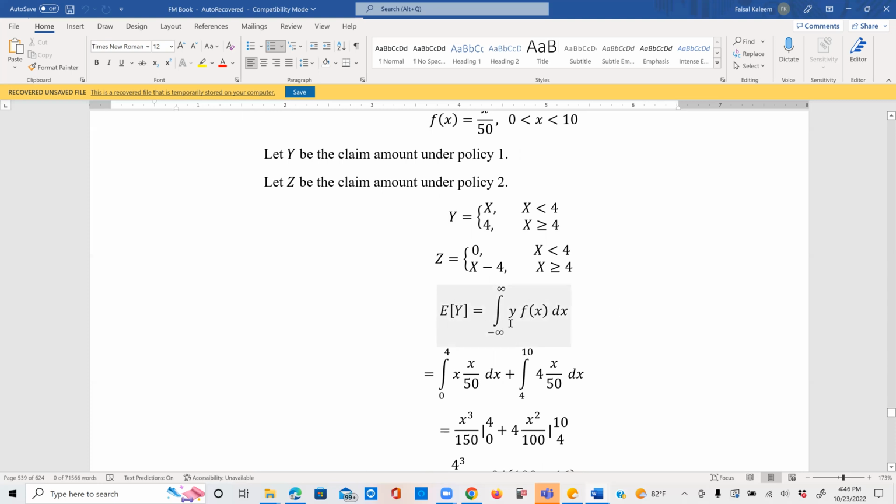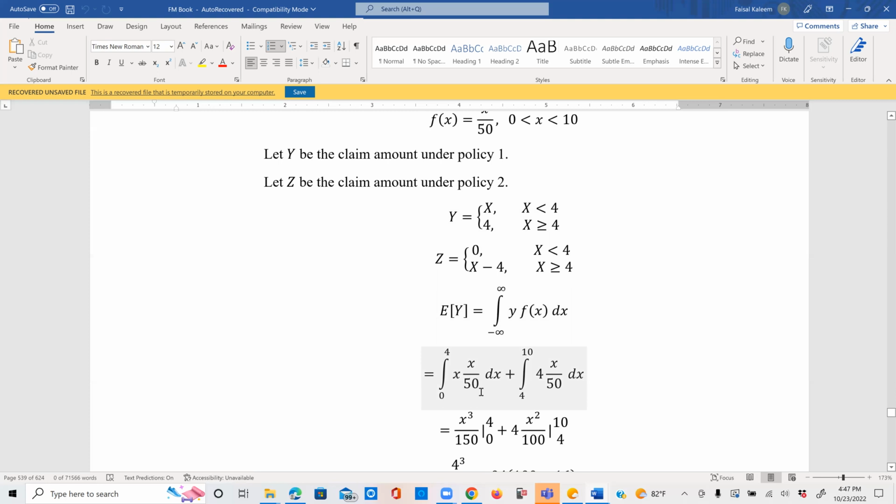So for E of Y, the fundamental formula is the integral of y times f(x) from negative infinity to infinity, and Y will be written in terms of x because f(x) is the PDF of x. If we look at Y, its definition breaks at 4. From 0 to 4, Y is equal to x. That's why from 0 to 4, Y will be replaced by x in this equation, and f(x) is always x over 50 in that range.